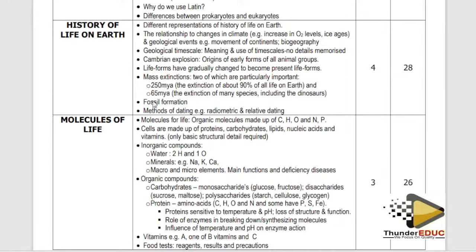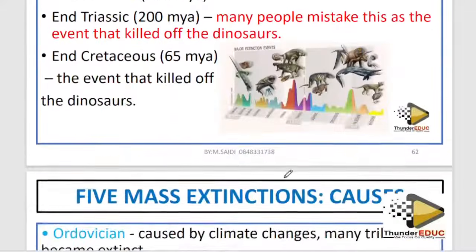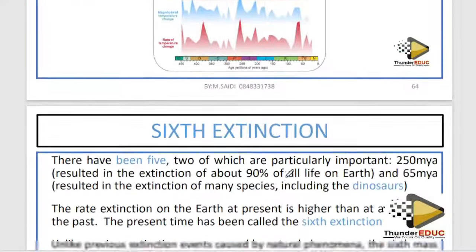Please don't go to the exam without knowing the mass extinctions, the 5 mass extinctions. Know what is going to cause even the next mass extinction. And then the formation of fossils. Please go when you know how to explain the formation of the fossils. If you come here in our book, you'll find the fossil formation here.